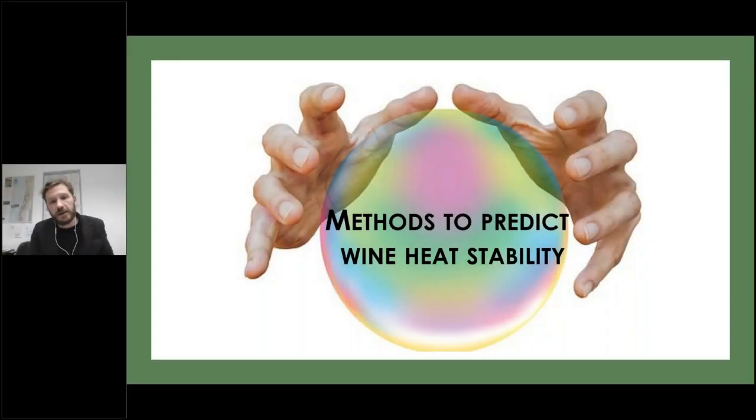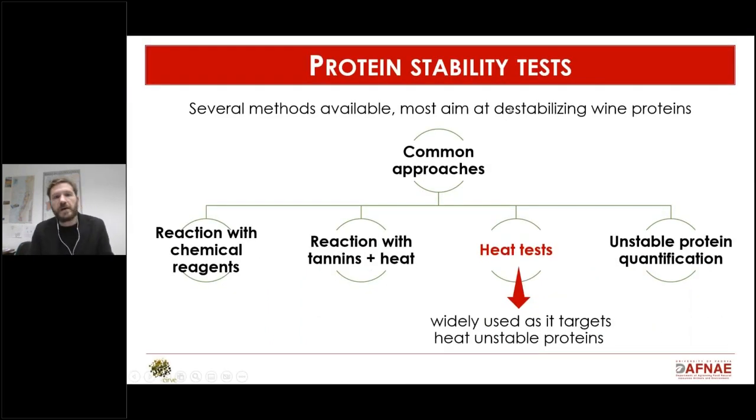This leads me to the last part of the session, the methods to predict wine heat instability. So far I've been telling you about the mechanism, about how important it is to come up with new solutions, but it's also important to be able to tailor predictive tests to define how much bentonite, for example, a wine needs to be stable. This is very important, and in fact, there's a lot of action in this field, with many protein stability tests that have been proposed by different companies and different researchers over time.